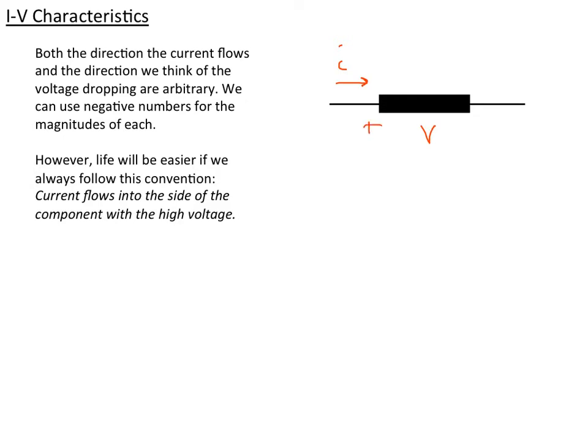I'm going to say that the voltage always drops in such a way that the current flows into the high side, and then the voltage will drop, and when the current comes out, it'll have a lower voltage. Now again, we might end up with the voltage being negative in this case, but if we stick to this convention in our labeling, we will avoid a lot of uncertainties.